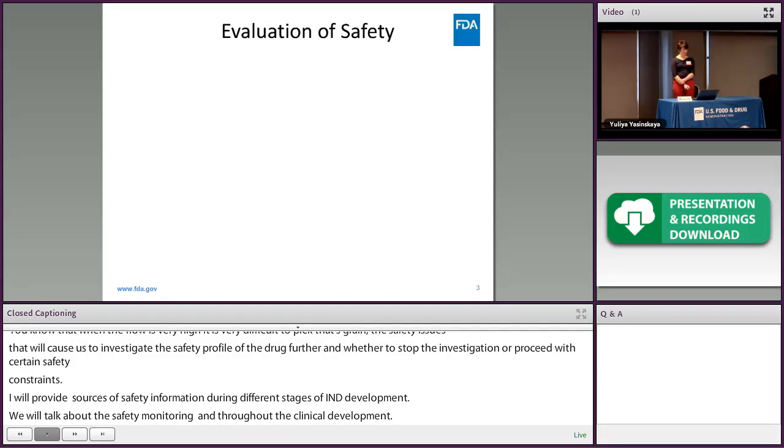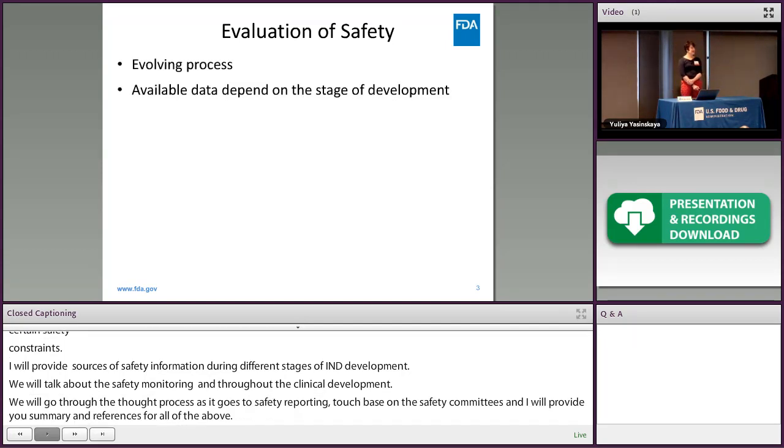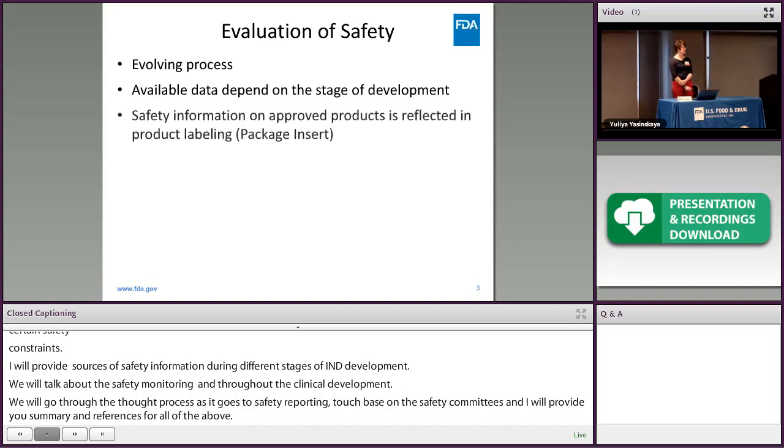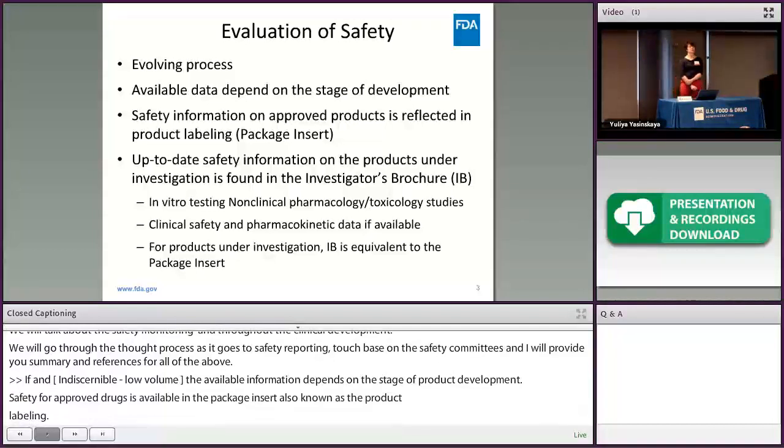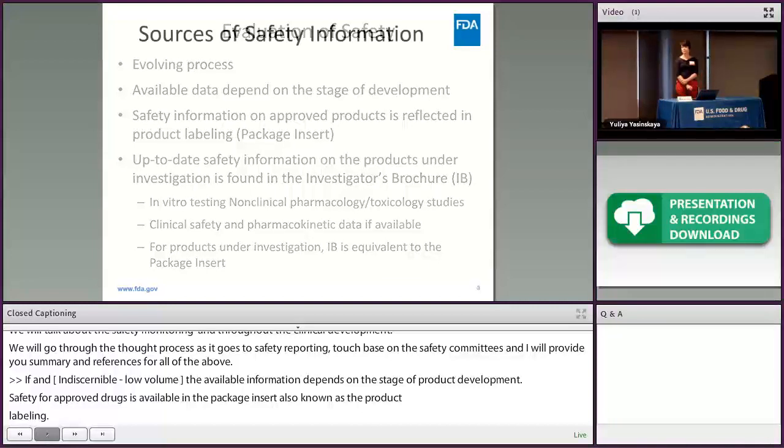So evaluation of safety is an evolving process, and the available information depends on the stage of product development. Safety for approved drugs is available in the package insert, also known as the product labeling. For drugs that are in development, the most up-to-date safety information is contained in the investigator's brochure, which covers non-clinical information, clinical pharmacology information, and safety information from the clinical trials. For products under investigation, the investigator's brochure is equivalent to the package insert.